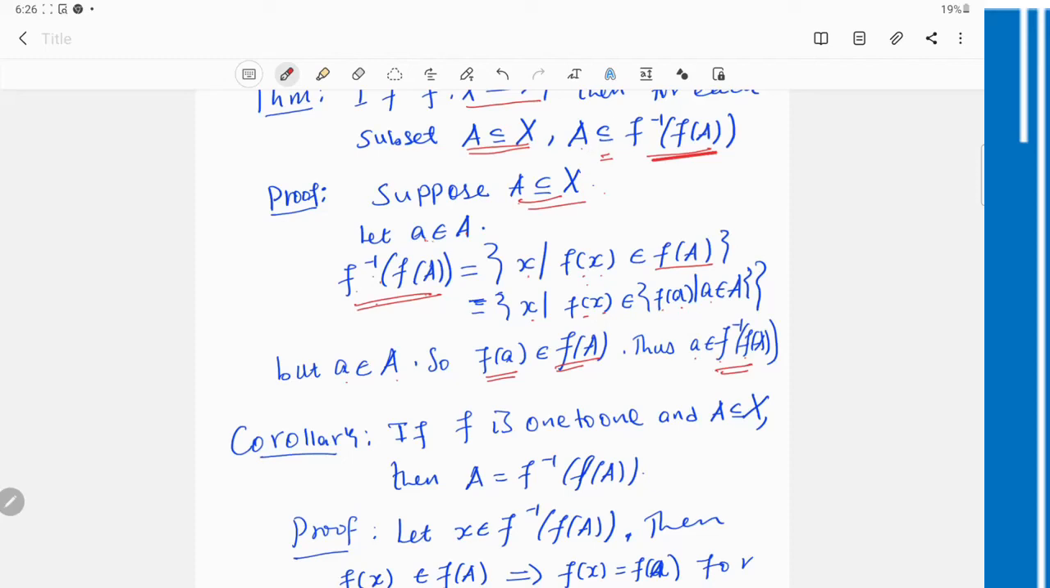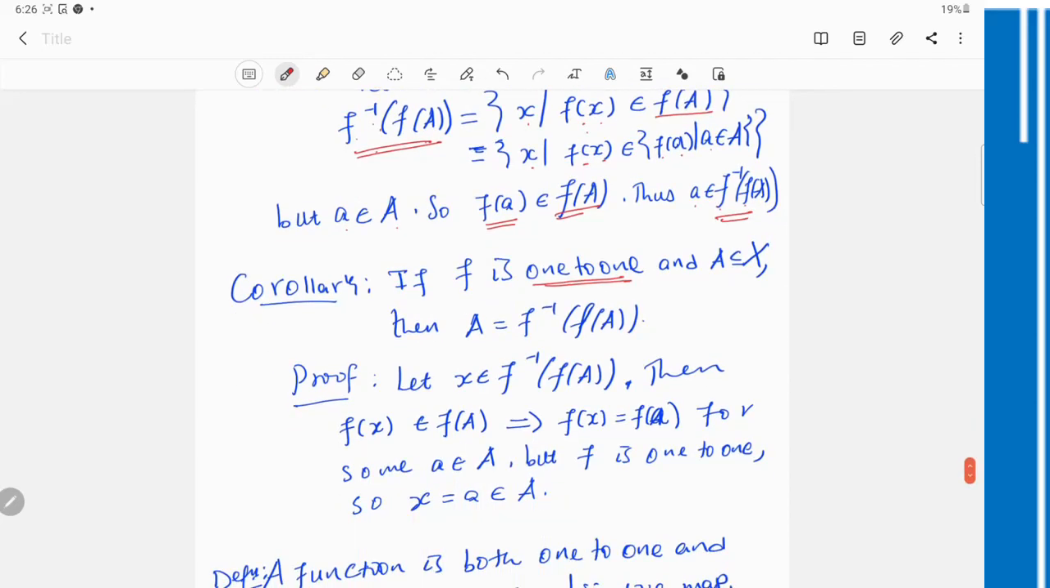So similarly, you can ask when this inclusion changes to equality. The corollary tells us this: if f is 1 to 1, remember before we said f is onto, but here if f is 1 to 1 and A is a subset of X, then there is an equality.